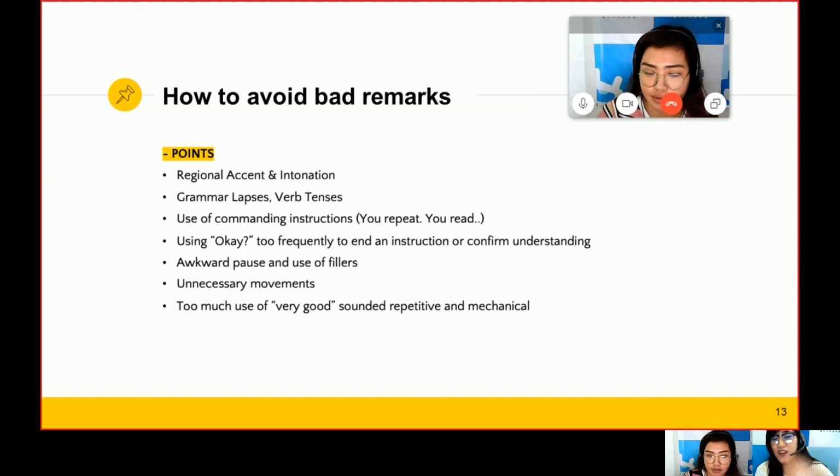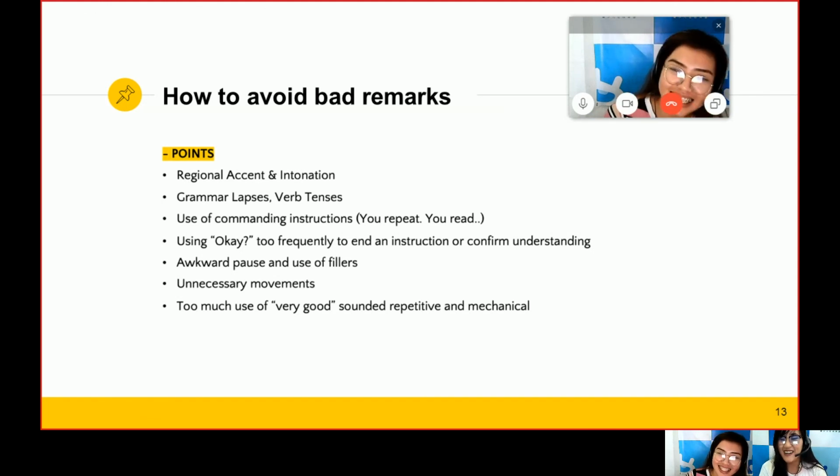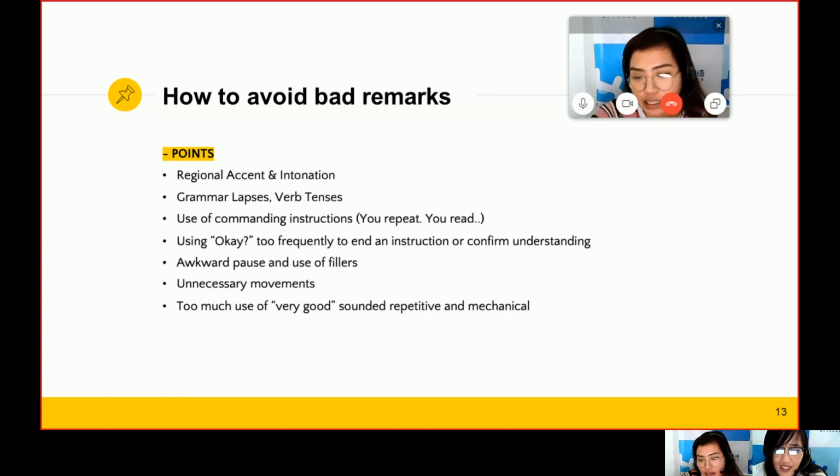Too much use of "very good." Again, a while ago, "very good, very good." You can use different TPR: good job, fantastic, outstanding, great, bravo. Too much use of "very good" sounds repetitive and mechanical.